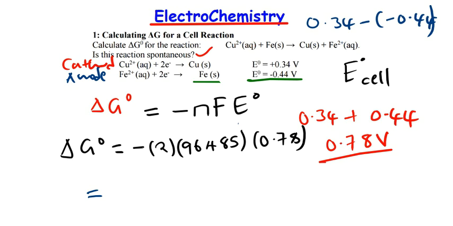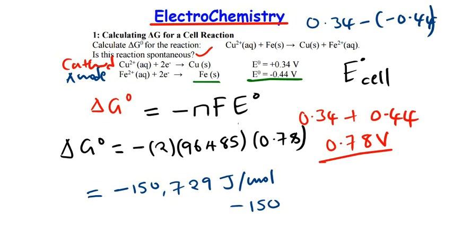So what will happen here is we're going to have a value of negative 150,729 joules per mole. If you want, you can divide by 1,000, so it becomes negative 150.7 kilojoules per mole. These are the units for the standard free energy. Take note of it. It's energy, so joules makes sense, and the mole comes from the equation itself. So this is our answer.